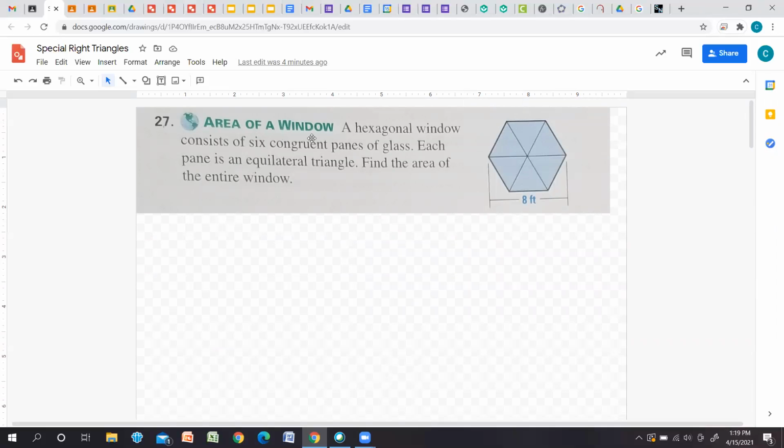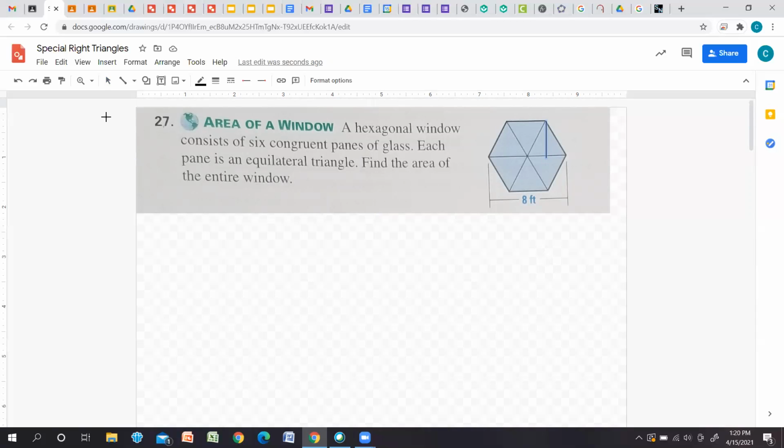So it says area of a window. A hexagonal window consists of 6 congruent panes of glass. Each pane is an equilateral triangle. Find the area of the entire window. Okay, since it's an equilateral triangle, we can actually divide it in half like this. If we divide it in half, let's see if I can draw this directly down from the top here. That's close enough. Notice it makes a right triangle, okay? This right triangle will help us find the height here.